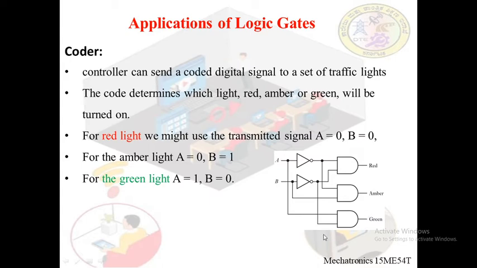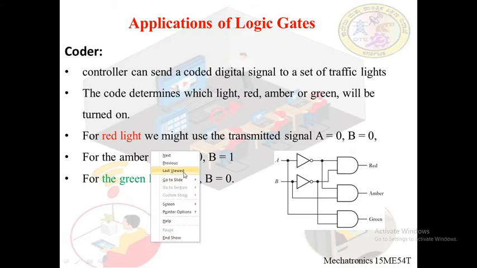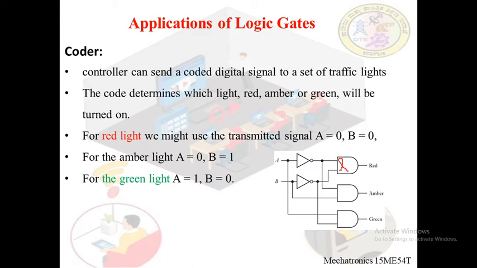So in the simple example of a traffic light that is taken here, the coder controls the 3 lights using only 2 inputs, that is switch A and B. The lights red, amber and green can be turned on only using these 2 inputs. So here in this coder circuit we have taken 2 NOT gates and 3 AND gates. AND gates, we know, are for multiplication.